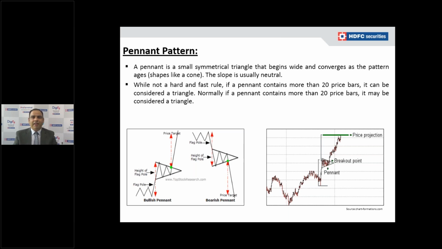Normally, a pennant forms within a small number of periods. It may be intraday, which means small intraday periods. Maybe daily, which means small daily periods. Maybe weekly, which means small weekly periods. And if it contains more than 20, it automatically becomes a triangle. So we'll see what a pennant is.